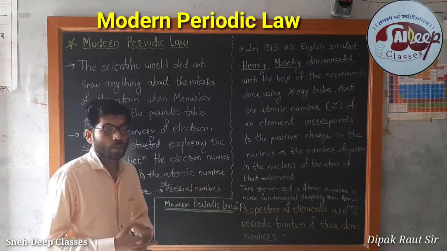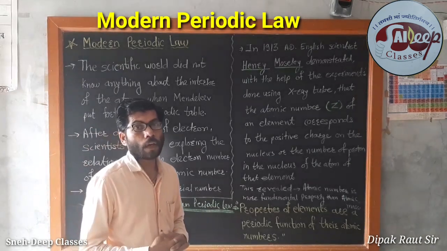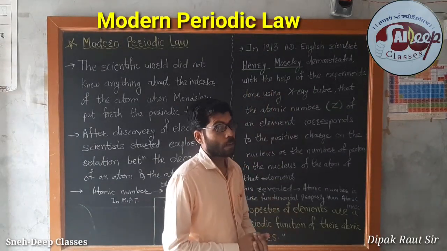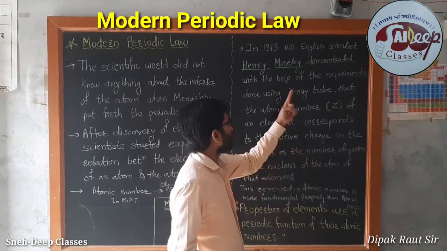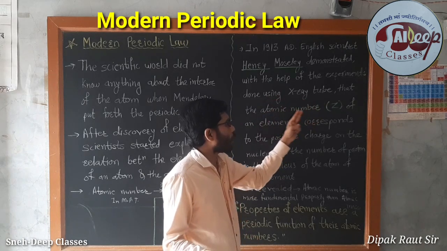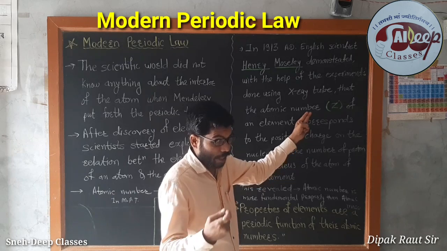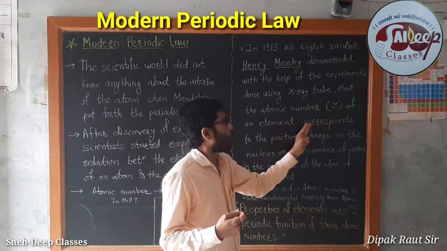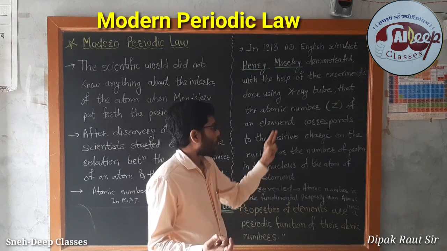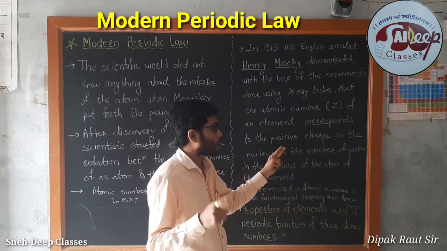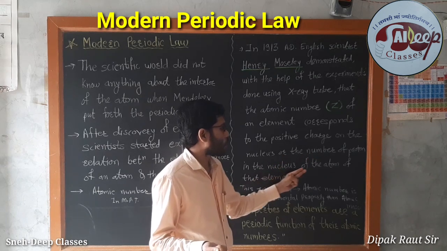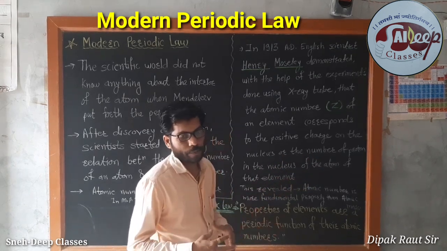But now the electron is known, discovered by J. J. Thomson, and in 1913 English scientist Henry Moseley demonstrated with the help of experiments done using an X-ray tube that the atomic number is denoted by Z. The atomic number of an element corresponds to the positive charge on the nucleus, or the number of protons in the nucleus of an atom of that element.